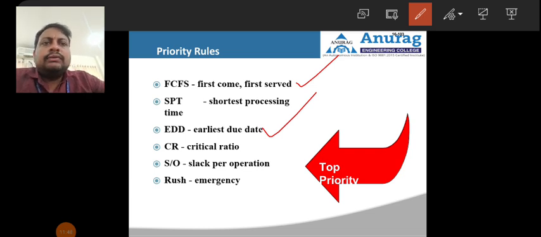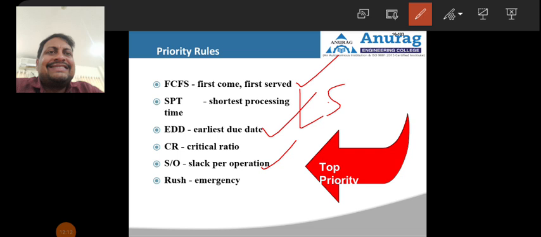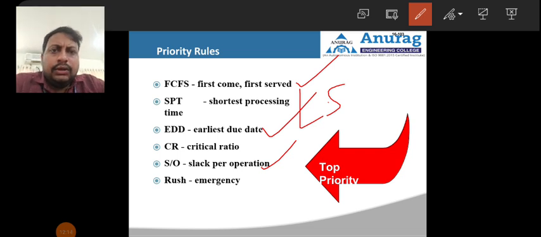Then we have the least slack method, LS. Similar to the earlier due date, we have the least slack method. It is also similar to the earlier due date. So this is about slack per operation, or least slack.